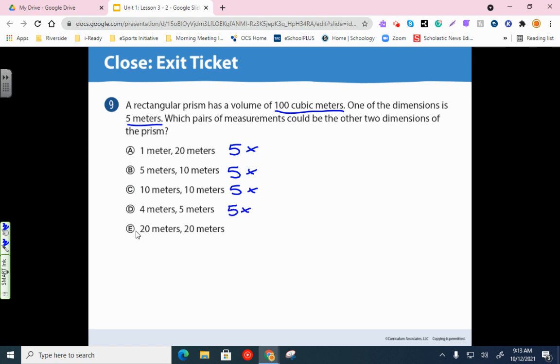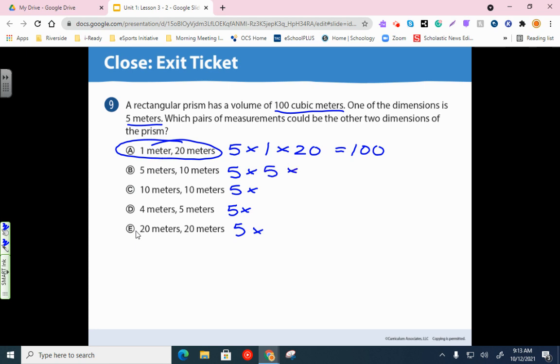What we have to do is test all of these other measurements and see if they equal 100. And if they do, that's our answer. If they don't, then it doesn't work out. So let's try this first one. 5 times 1 times 20. That does equal 100. So right away, this is a possible measurement.